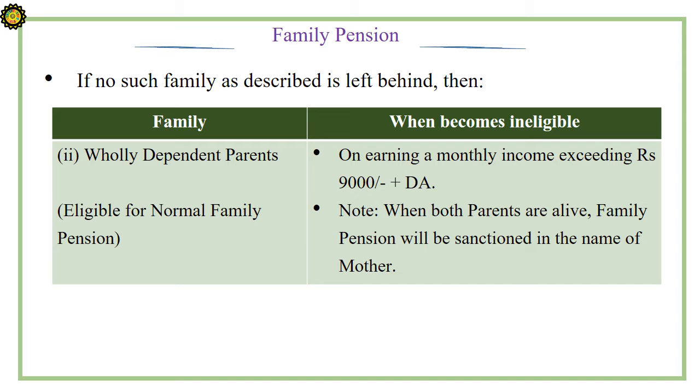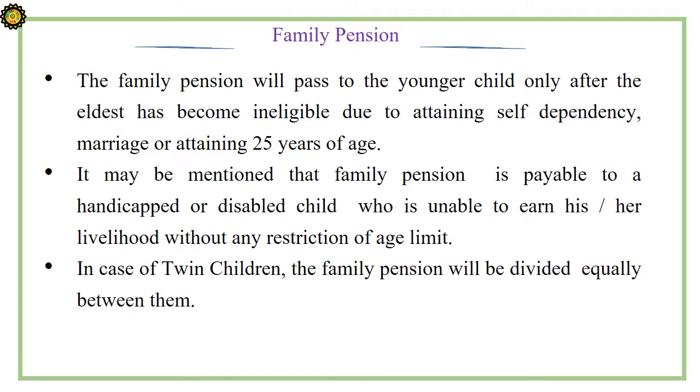Wholly dependent parents are eligible for normal family pension, and they become ineligible on earning a monthly income exceeding rupees 9,000 plus DA. When both parents are alive, family pension will be sanctioned in the name of the mother. The family pension will pass to the younger child only after the eldest has become ineligible due to attaining self-dependency or marriage or attaining 25 years of age.